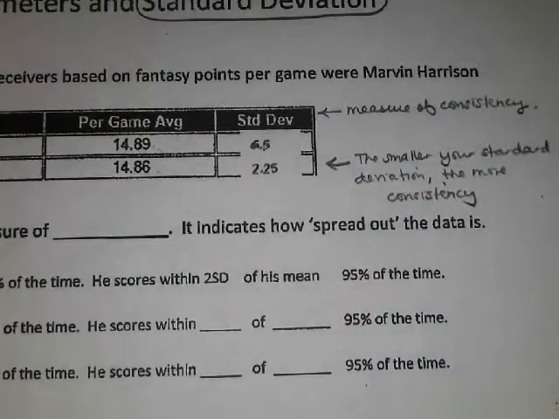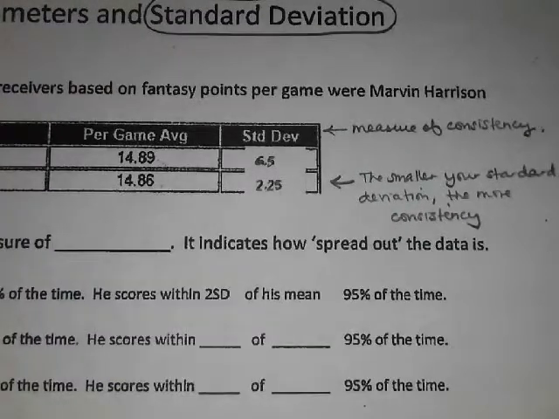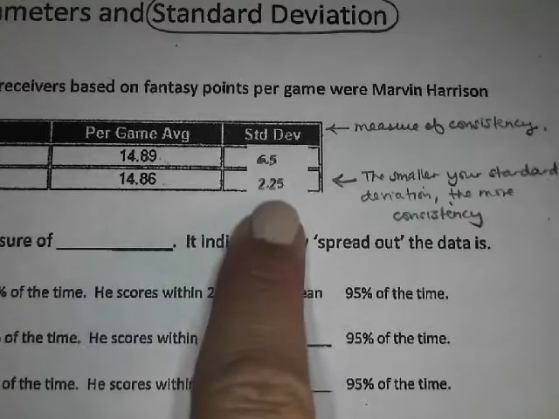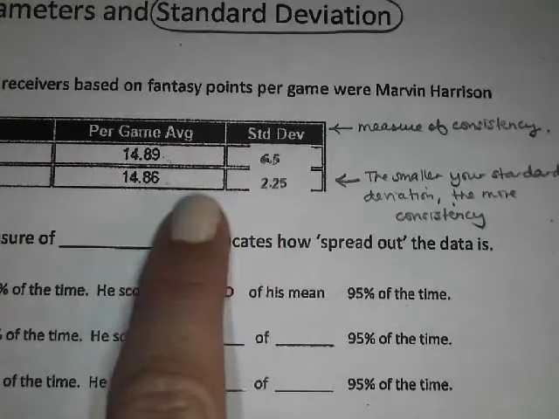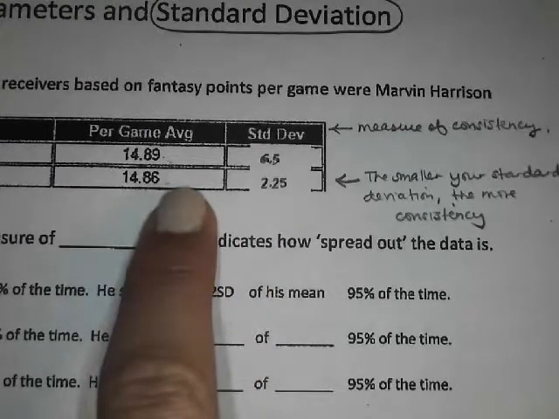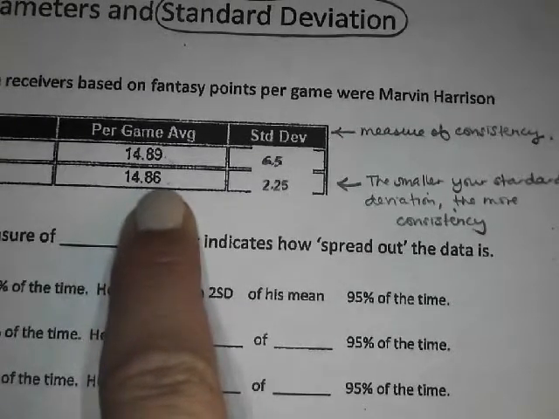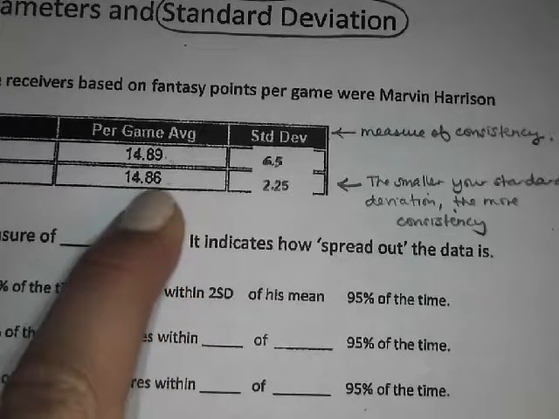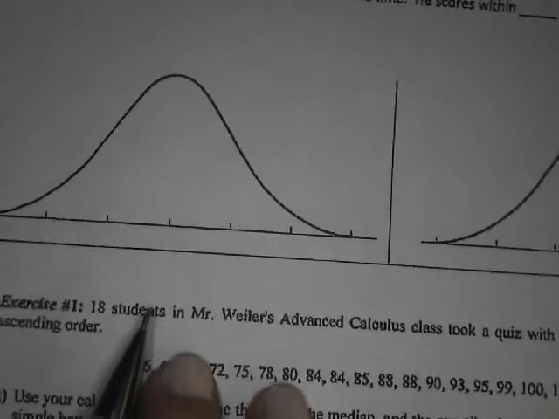And the more consistency really means less variability, which means Terrell Owens scores around 14.86 points per game, give or take 2.25. So he met, and it doesn't have to be just limited to that, but more often than not, he scores within 2.25 points of 14.86. So he might score 2.25 points more than that, or 2.25 points less than that, but he's pretty centered around 14.86.